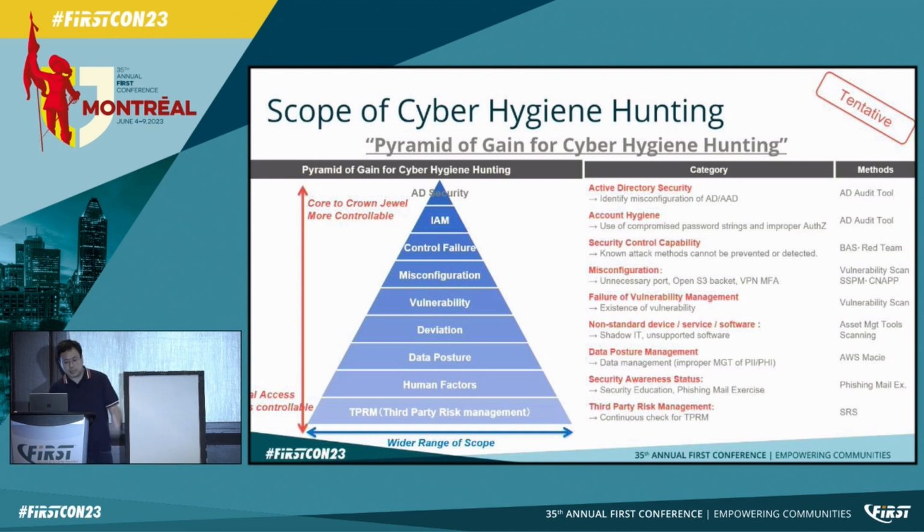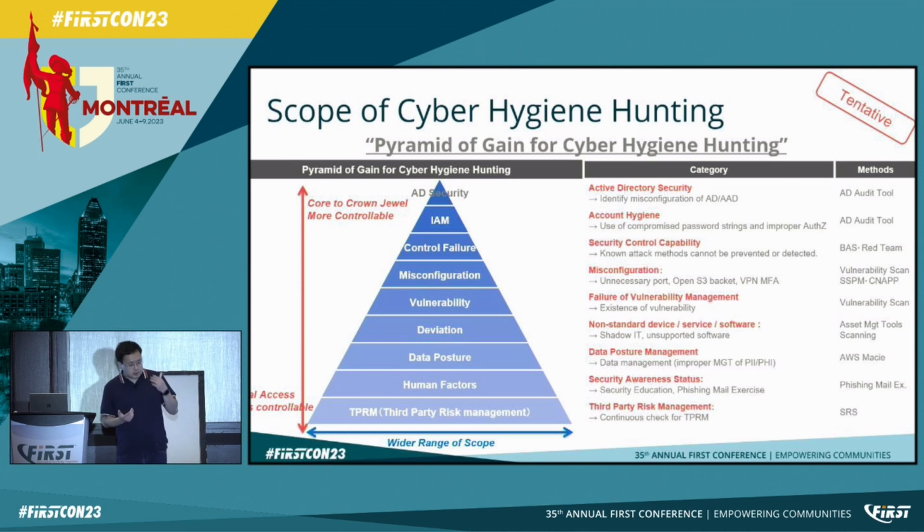On the contrary, if you go to the top, it's much more controllable. It's much closer to the crown jewel. It's much more the post-exploitation phases. Also, in terms of AD security, it's a little more controllable.